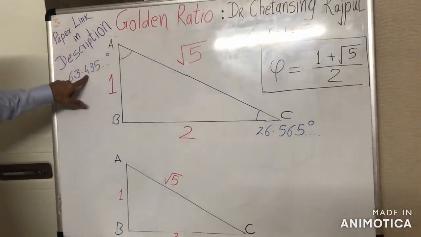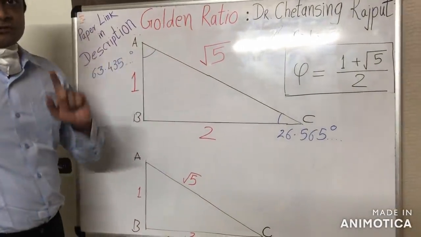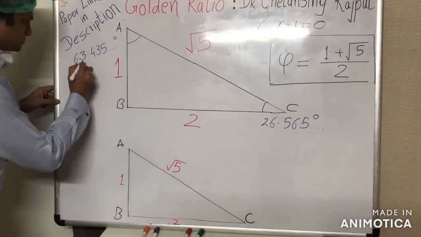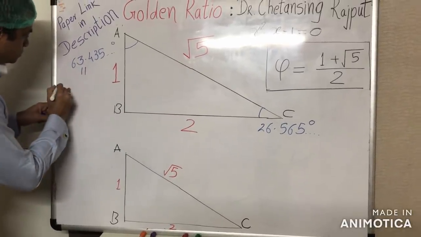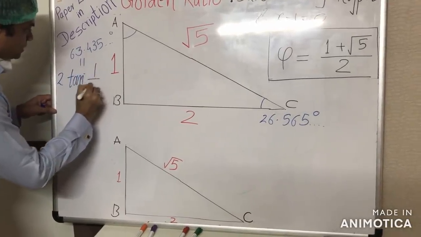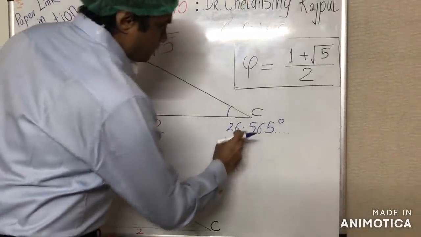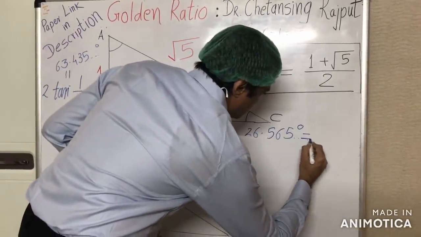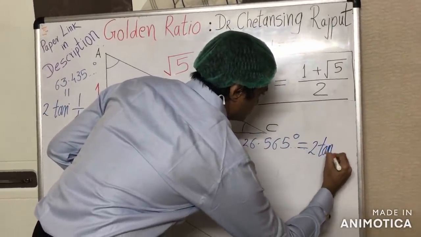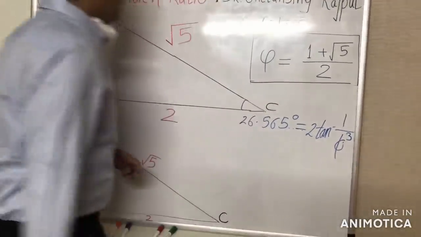Look at these figures, these measures of angles in degrees. These values are also the precise expression of the golden ratio. Like this angle, 63.435 degrees, is precisely equal to twice the arc tangent of the inverse of the golden ratio. And this angle here precisely equals twice the arc tangent of the inverse of phi cubed.